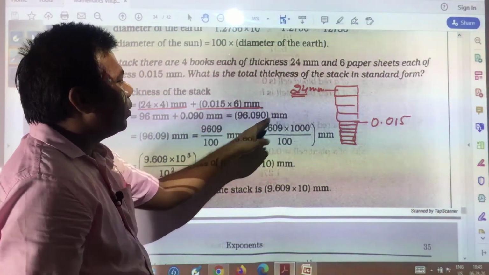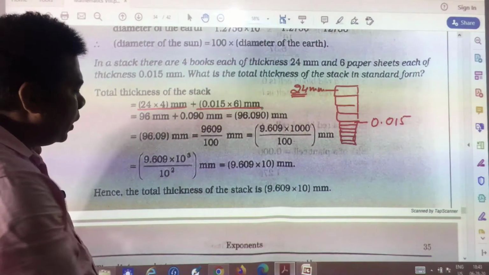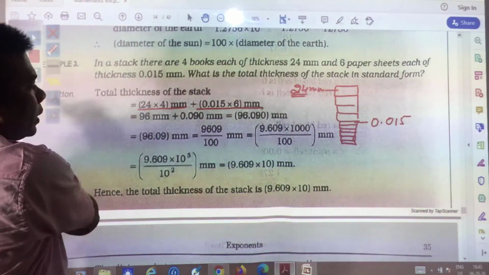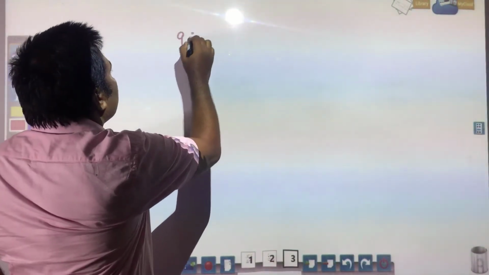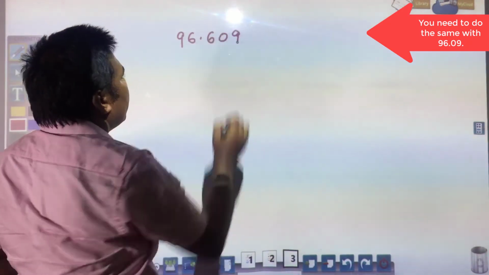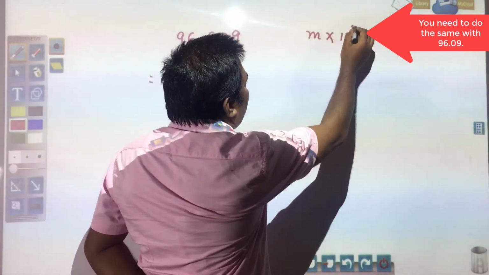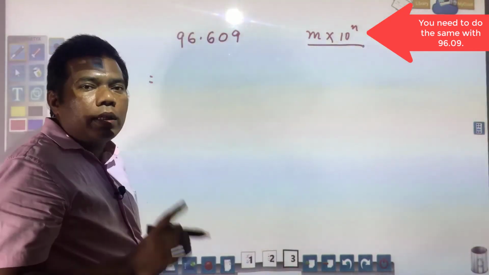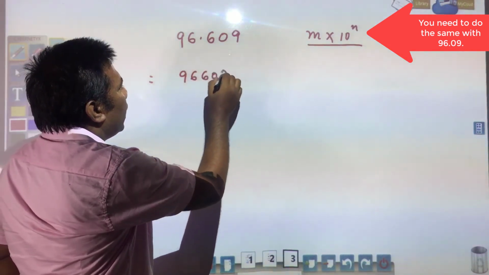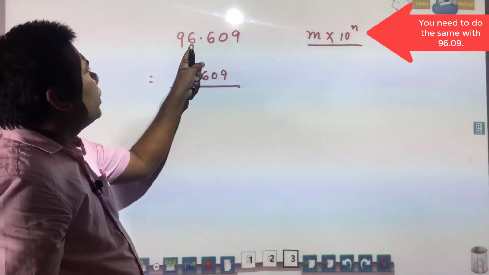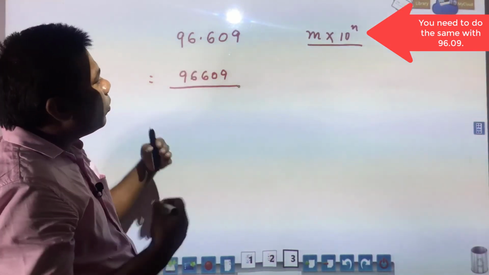This needs to be converted again into standard form, 96.090. How will you convert? Here you see, 96.609. We need to convert this into the form m into 10 to the power n. So, after one digit we need to put the decimal. So, for that, what is needed? 96609 divided by what number so that your decimal will come over here? There is one way.